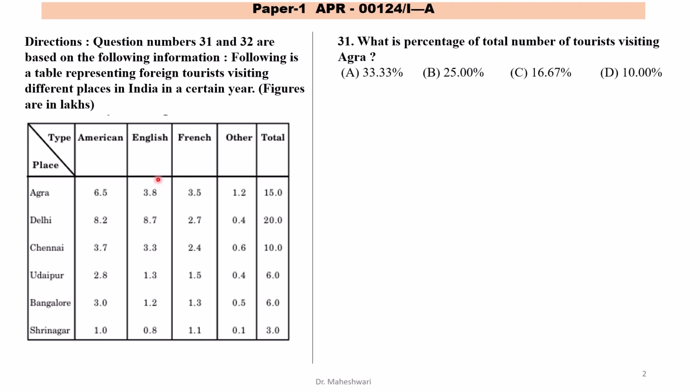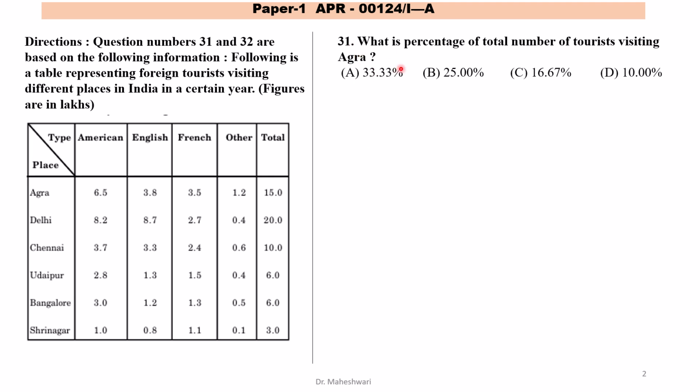They have given the total. For example, in the first row, Agra, the people visiting are Americans 6.5, English 3.8 and French 3.5. These are in lakhs, okay students, 3.5 lakhs, and others are 1.2. So the total visitors visiting Agra are 15 lakhs, and so on they have given. Let's begin with the question which they asked.